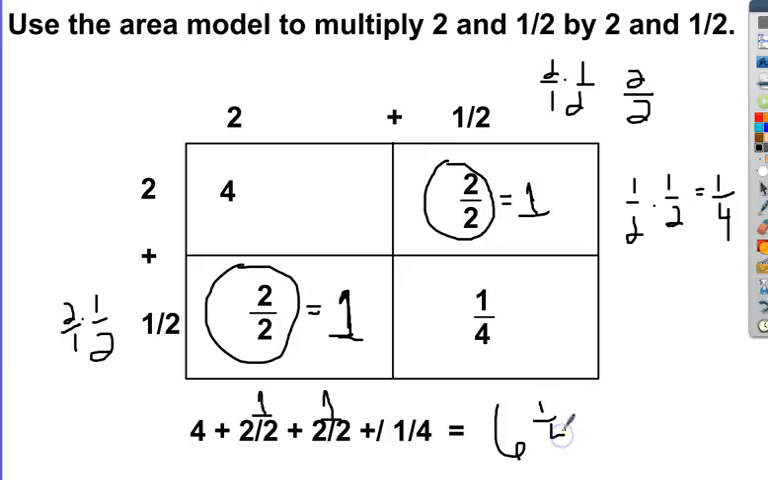Okay? So when you're doing your work, if you do get a fraction where numerator and denominator are the same, you can just rewrite that as the number 1.